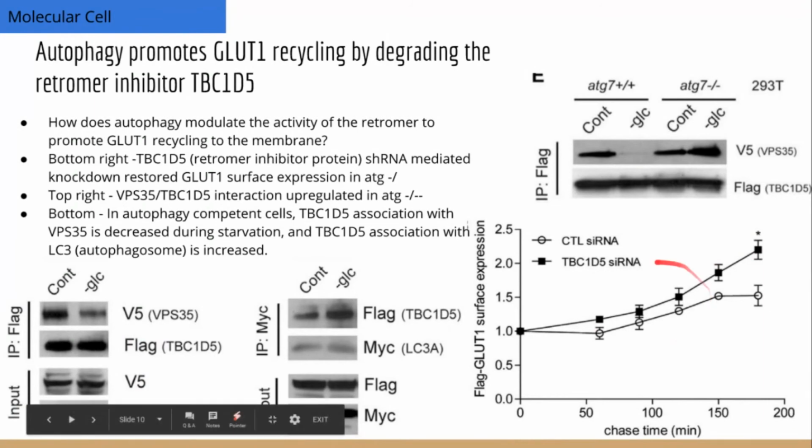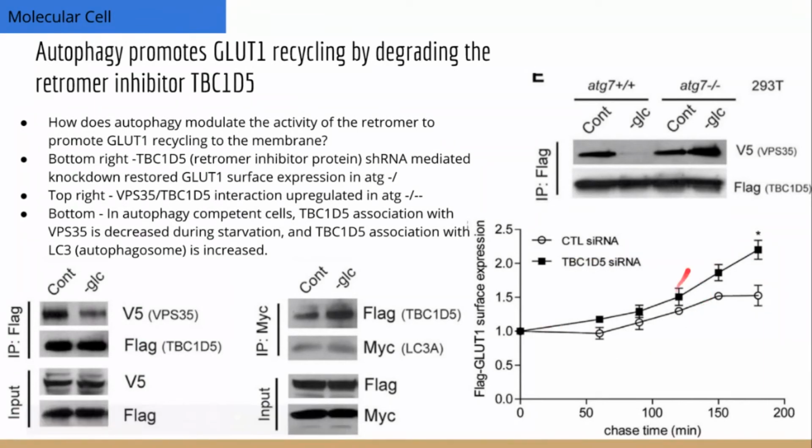So this graph right here is in autophagy deficient cells. It doesn't show it, but these are. And you can see that when they knocked down TBC1D5, it restored GLUT1 expression. So, I mean, this is pretty huge. That means that TBC1D5 might be responsible for the defects in GLUT1 transport in autophagy deficient cells. It appears that, according to this Western blot to the right, in autophagy deficient cells, the interaction between TBC1D5 and the retromer is highly upregulated.